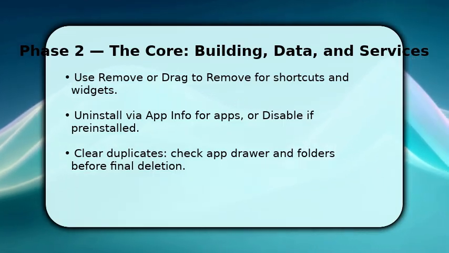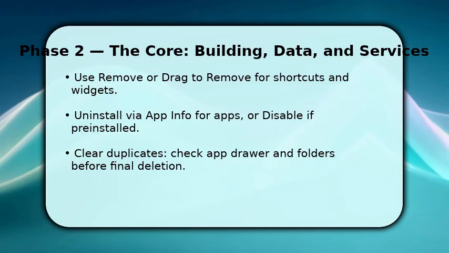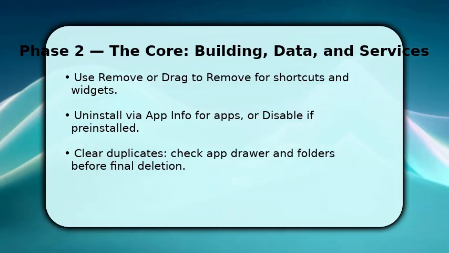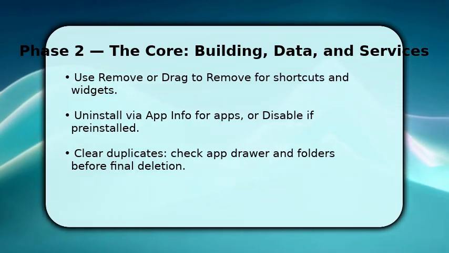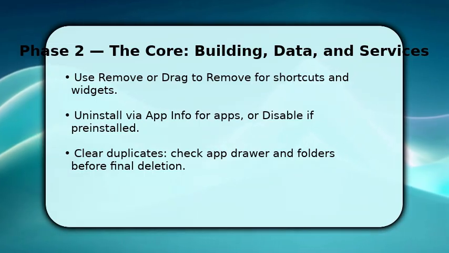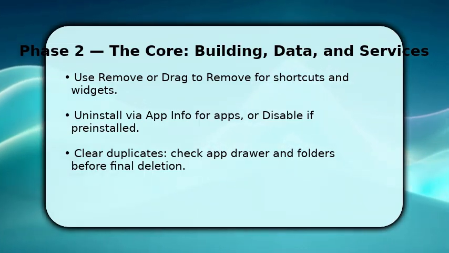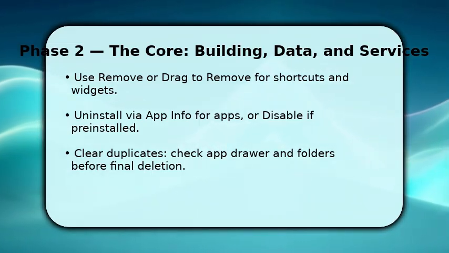Once done, open the app drawer and scan for duplicates, then check folders. Sometimes shortcuts persist in folders and must be removed individually. Make sure to reboot if the icon still appears. Finish by rebooting the device.